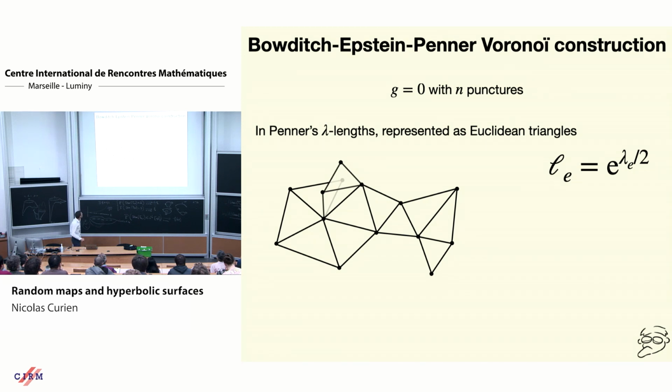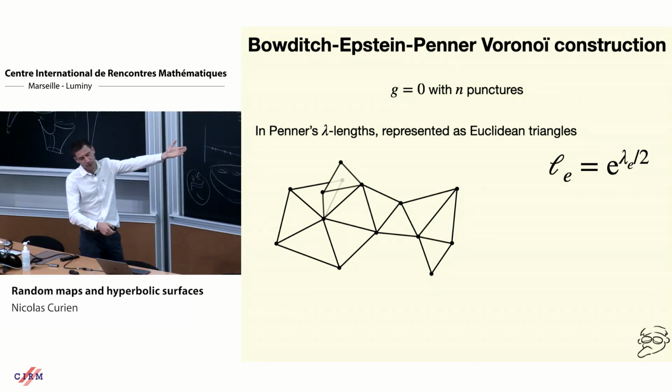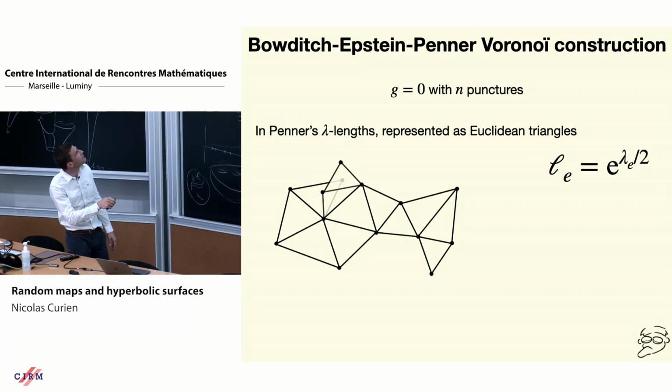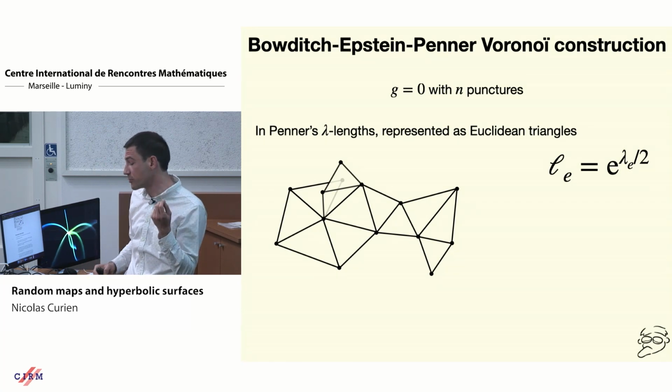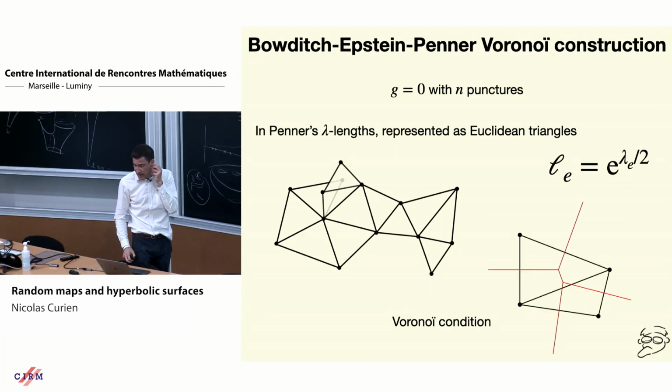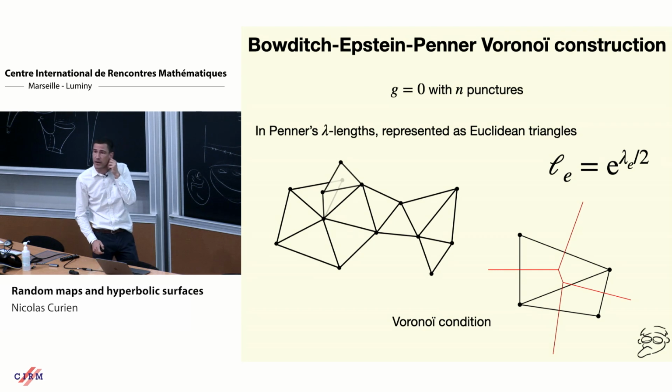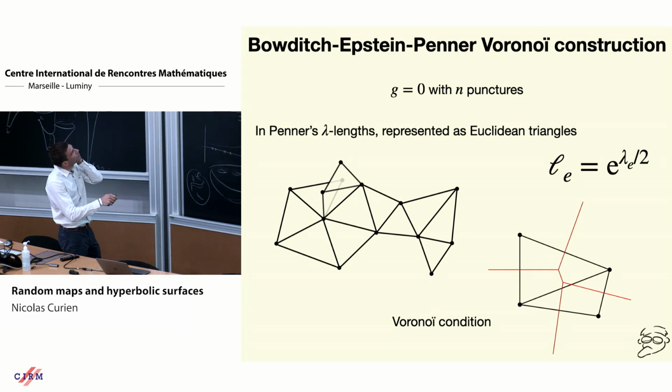So you have a decomposition in hyperbolic triangles, but if you go back to the Euclidean case, this is just also a tree of Euclidean triangles. But as I said, you have to impose some geometric constraint. The geometric constraint here is very simple. It's just a local constraint: if you take two neighboring triangles, they have to satisfy the Voronoi condition. What is this Voronoi condition?